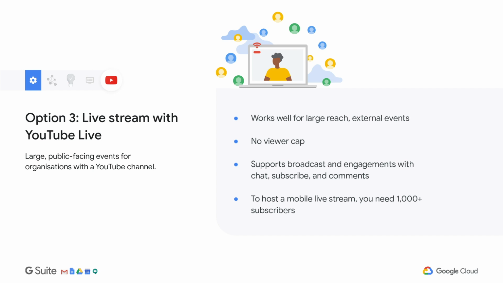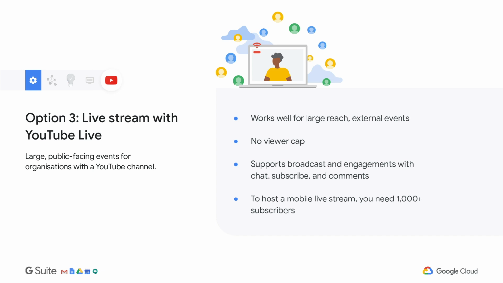Now, if your requirements call for access to external users, people that don't share the same domain as you, then choose option 3, which is live stream with YouTube Live. This is targeted for large public-facing events for organizations who have a YouTube channel. It works very well with large-reach external events with no viewer caps. It supports broadcasting and engagement with chat, subscribe, and even comments. To host a mobile live stream, you need to have at least 1,000 active subscribers.